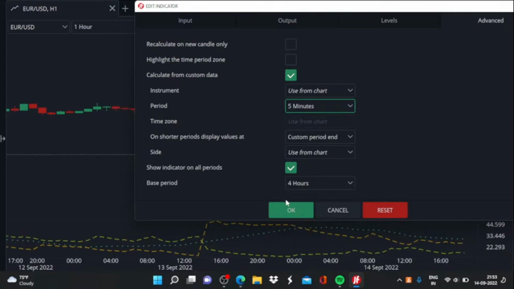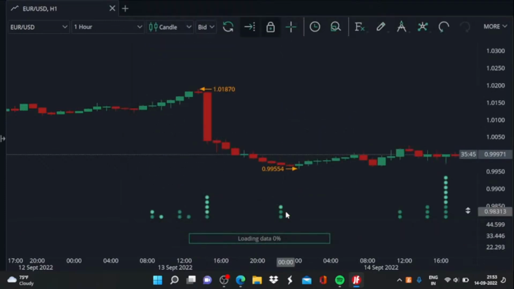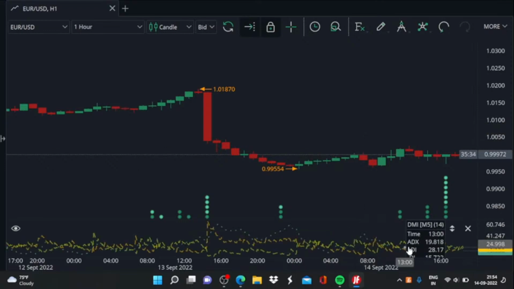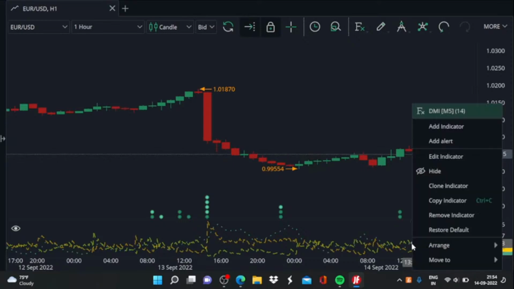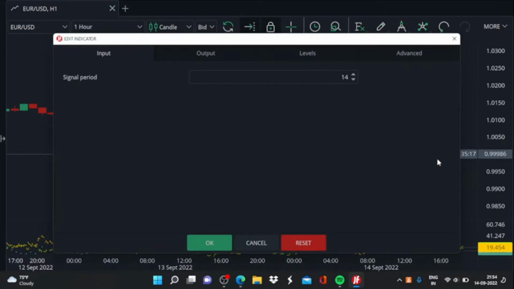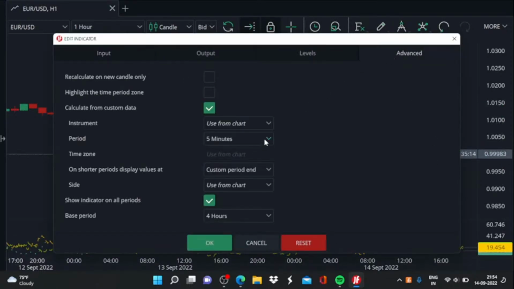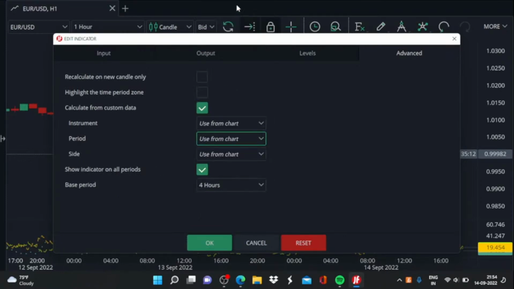Suppose, for example, I use 5 minutes as the calculation period for this indicator, even though the hourly chart is now being displayed here. The calculation is going to be based on the 5-minute candle period. So here we have the output of this DMI indicator based simply on 70 minutes of data, as we have taken 14 candles of 5 minutes each. So that makes a lot of difference to how this indicator is calculated.